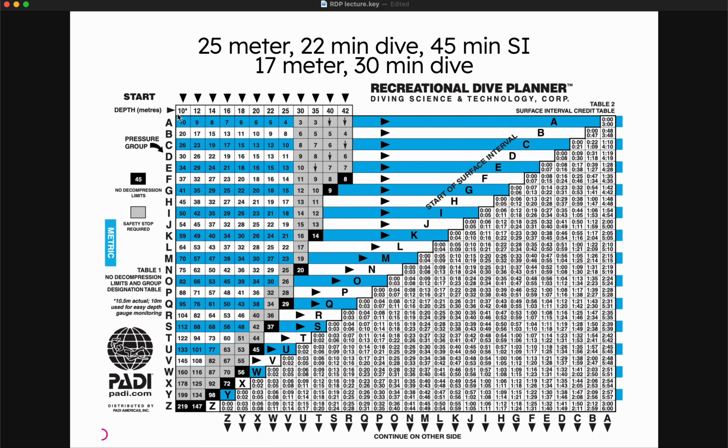And now we can go back to our original table, and rather than using 30 minutes, we're going to use 48 minutes. So this is accounting for both the nitrogen that we gained during the second dive and the extra nitrogen we had left over. So a 17-meter dive for 48 minutes gets us to pressure group S. So after these 2 dives, our body is at pressure group S.